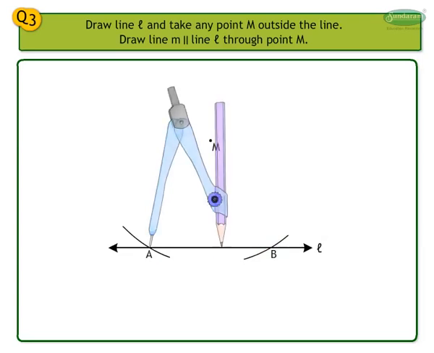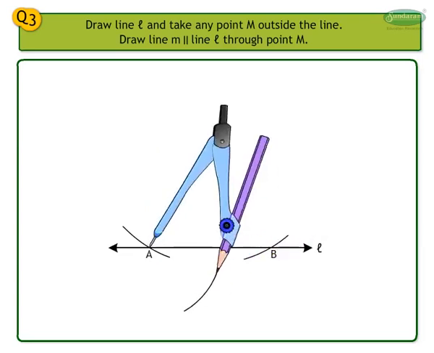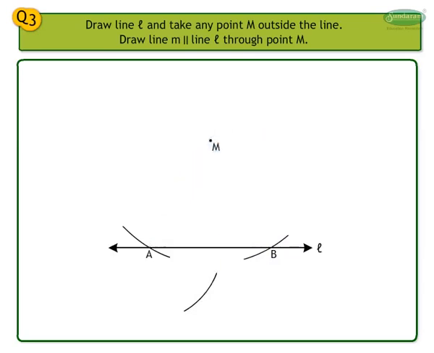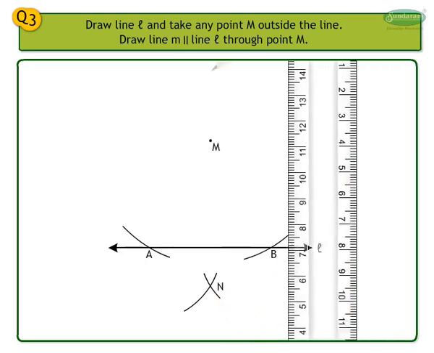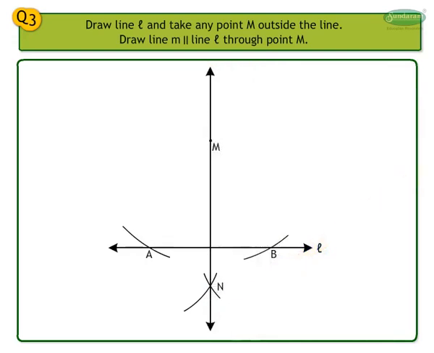Now take A as center and draw an arc below line L, taking radius more than half of segment AB. Now taking same radius and B as center, draw another arc intersecting the previous arc at point N. Draw a line passing through the points M and N.